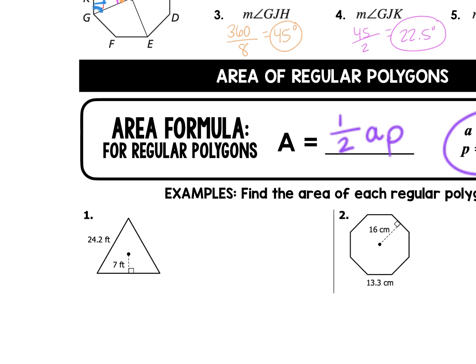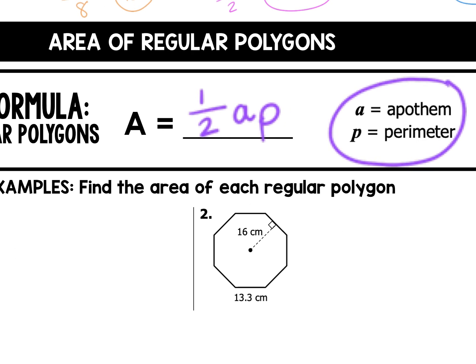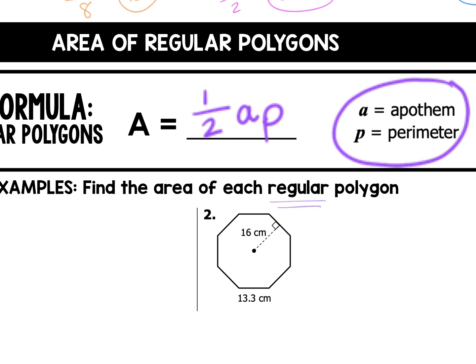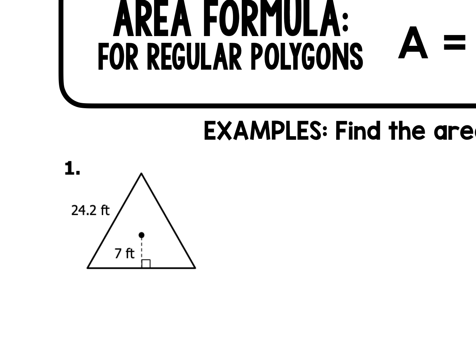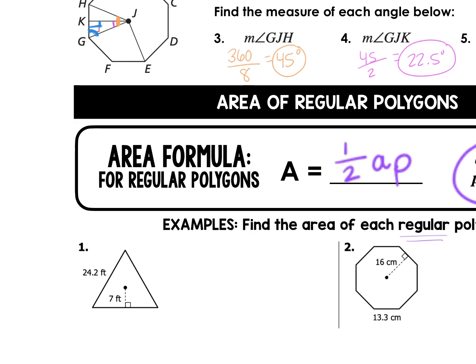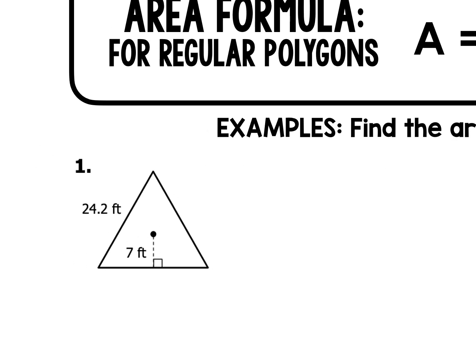So here we're finding the area of each regular polygon. A regular polygon means all the sides are the same. This one happens to be a regular triangle, and normally when I see a triangle, I think half base times height. But we don't know what the height of this triangle is. We don't know how big that part is. So that's not an option for us. So we want to use the formula that we're dealing with today, which is half apothem times perimeter.